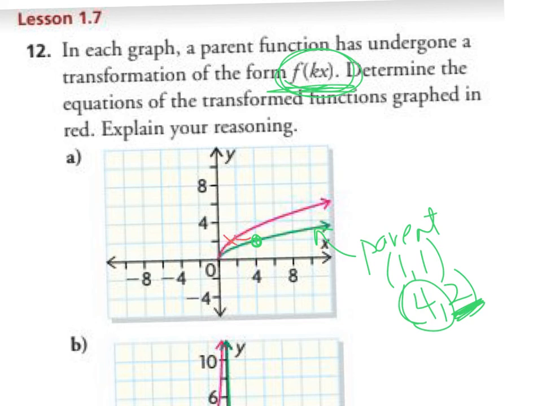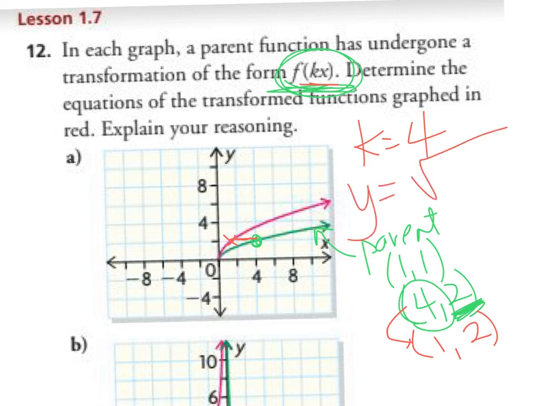So 4, 2 goes to the point on the red one, and it's nice that you can see in the video that it is red. We kept the 2 the same, and we followed it through, and we found out that the x value was 1. So in order to get from the parent to the transformed function, I divided my x by 4, which means that my k equals 4. Now to write the actual equation, you know it's a square root function, and we start with the square root of x, and it is a horizontal compression with k equal to 4.